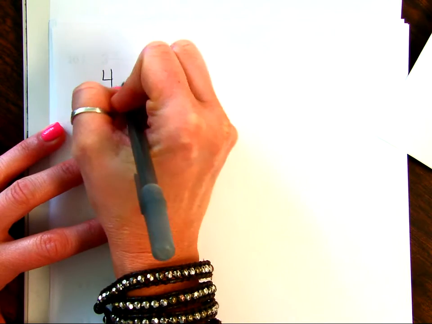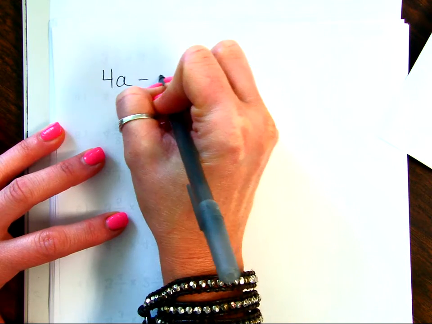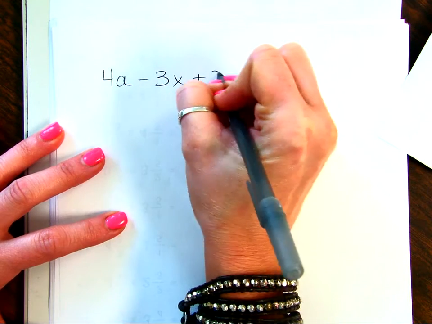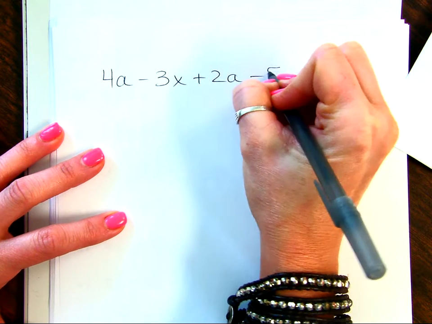Until you're ready for them, okay? All right, so on your paper, in just a regular pencil or pen, no colors yet, I want you to write 4a minus 3x plus 2a minus 5x.